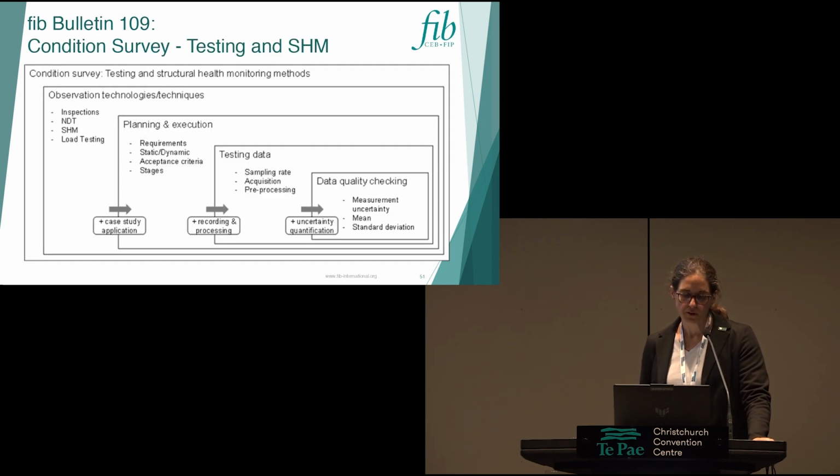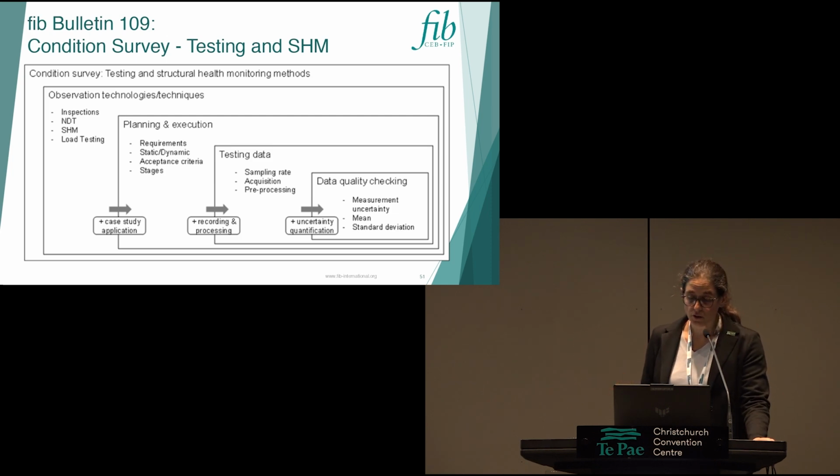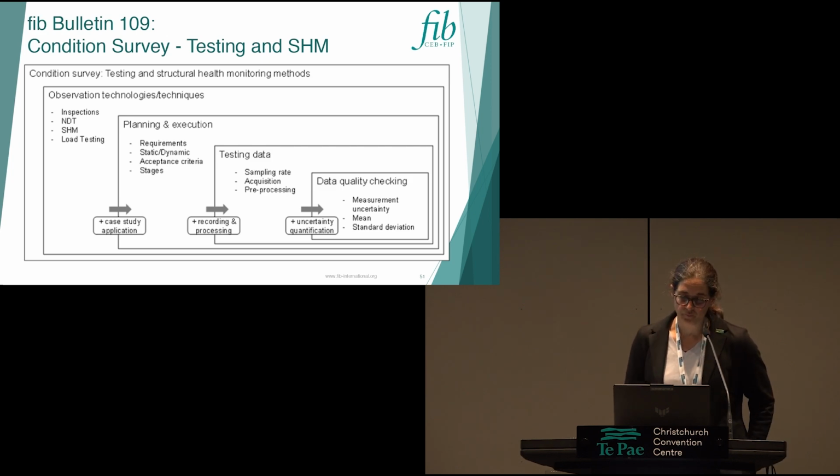Here, for example, the chapter on the condition survey. You see here the observations of the technologies. Now it's not really good working. Then how do you plan and execute it? What kind of testing data? Where do you test the data? How much data should you collect? And how can you also do a kind of data quality checking regarding measurement uncertainty and so on.